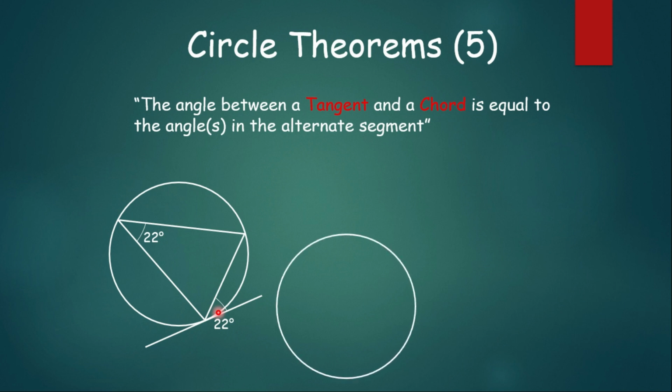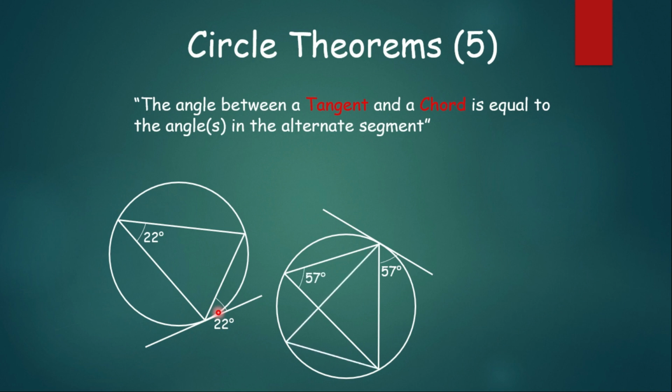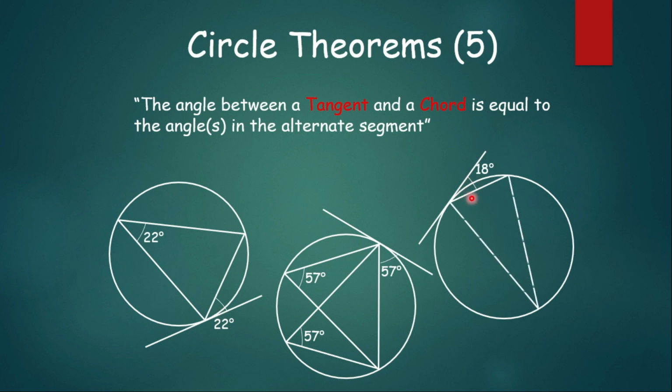Let's take another example. Another tangent, a chord, and the alternate segment will also be the same, 57 degrees. Furthermore, this is also equal to 57 degrees. Now, another one. If the angle between the chord and tangent here is 18, then the alternate segment will also be 18 as indicated.